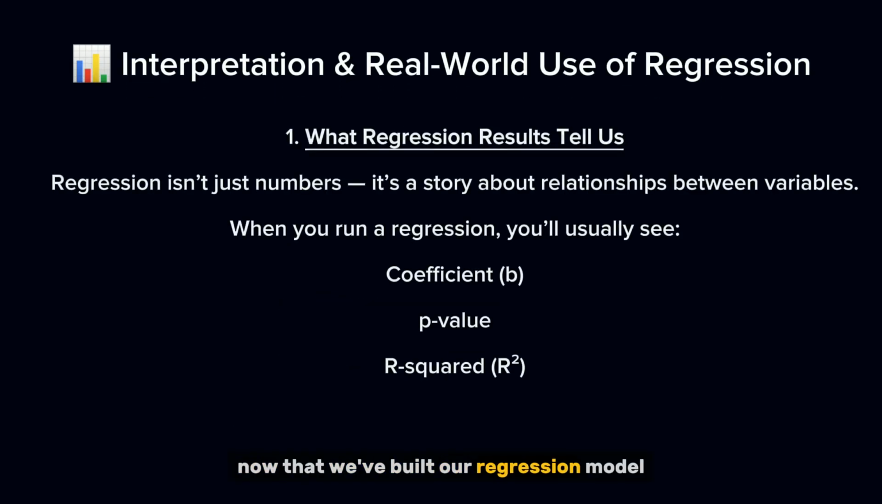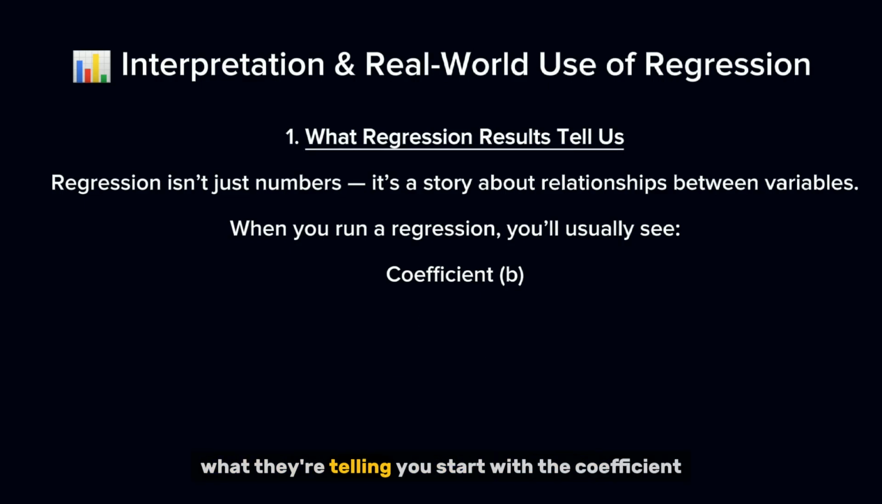Now that we've built our regression model, let's talk about what the results actually mean in the real world, because numbers alone don't help unless we can interpret them. When you run a regression, the software gives you an output with a few key values, things like coefficients, p-values, and r-squared. But don't worry, you don't have to be a statistician to understand what they're telling you.